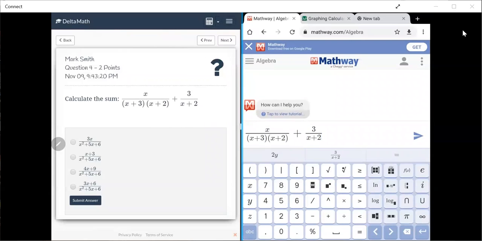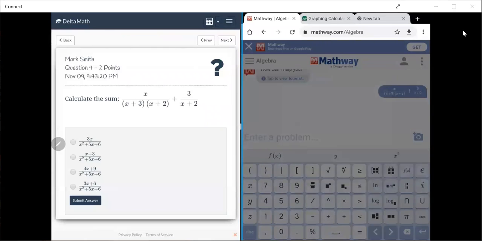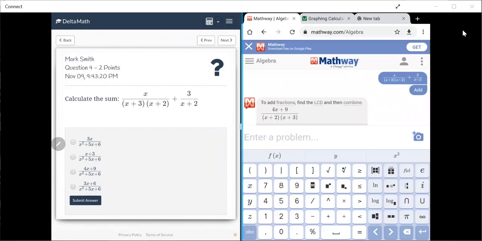Okay, and then usually when you put something in like this, the Mathway calculator asks you a question like, what do you want to do? Well, this is calculate the sum, which is adding, right? So I'm going to click add on that. And it says my answer is 4x plus 9.